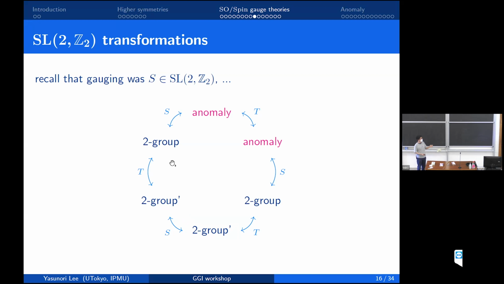More practically, you can see that starting from an ordinary two-group symmetric theory, acting with T, S and T, you come back to the original theory. So the only possibility is that there are these two-group symmetric theories, since we only have two kinds of two-group symmetry here. Thanks.